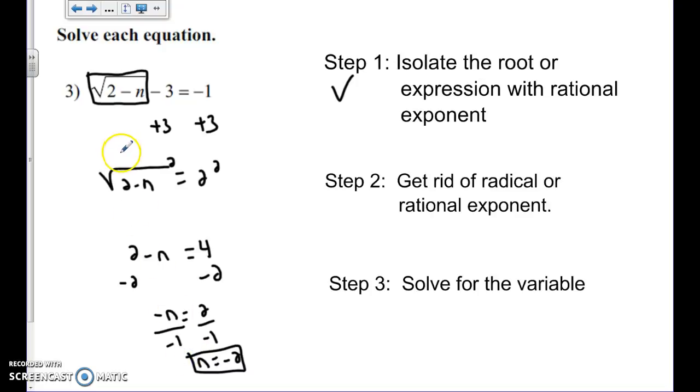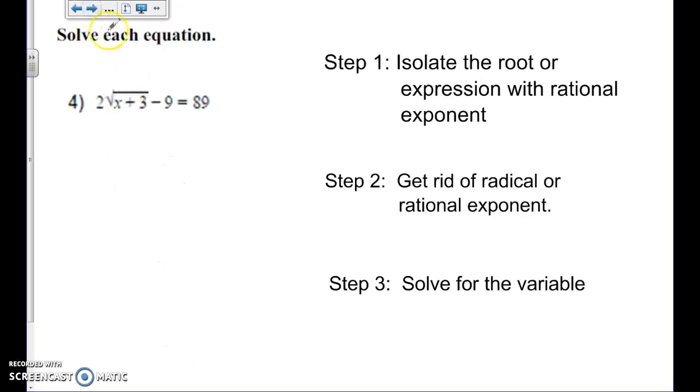Not too bad. So let's do something a little bit more complicated, like this expression right here. Here's the square root, and I want to get it by itself. So we're going to add 9 to both sides. So I end up with 98, so I have 2 times the square root of x plus 3. We always want to think about solving an equation as reversing PEMDAS, so we want to get rid of addition and subtraction first before we get rid of multiplication or division. So we're going to divide both sides by 2.